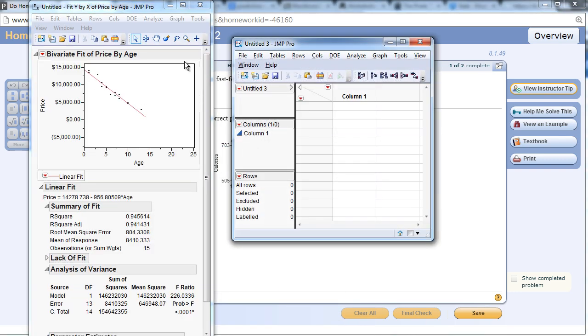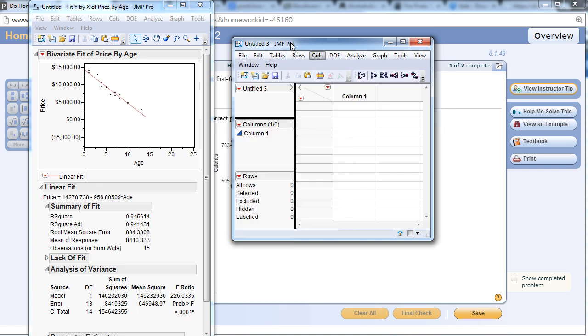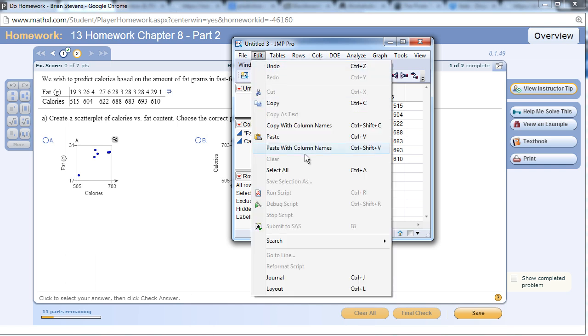I'm opening up a new data table right now. I used Control-N to do that. You can always go to File, New, and Data Table. Control-N will bring up new data tables or new Word documents or new Excel spreadsheets. We are going to paste with column names, Edit, Paste with Column Names, and get our data in there.